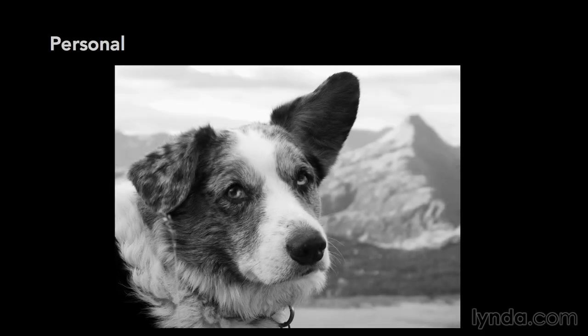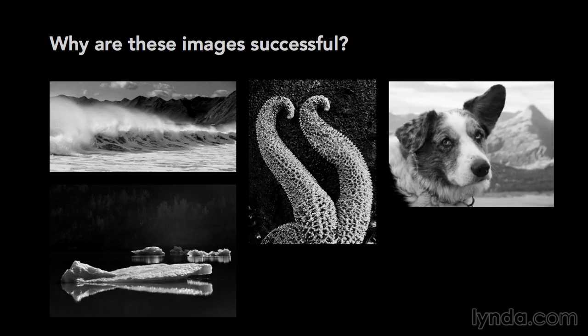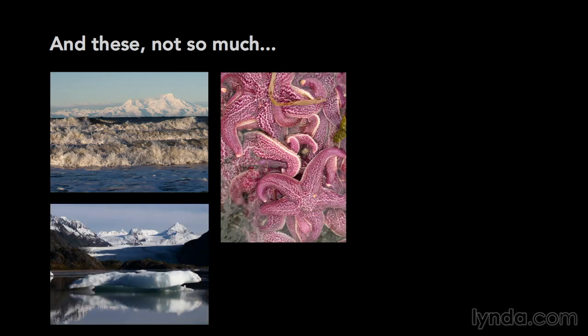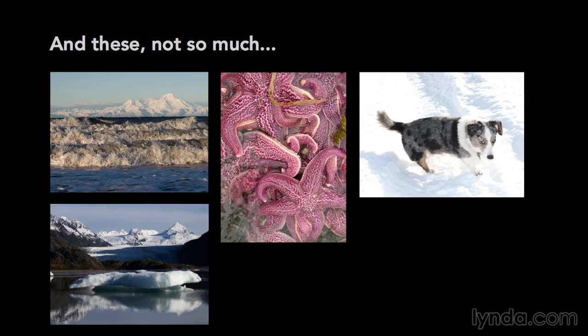And then there are images which are all about personal emotion. These are 4 images that I consider to be very successful. So why are these images successful? And when we look at 4 similar images with similar composition, an ocean wave, a glacier image, sea stars, and so on, these images are clearly not so much in terms of being successful.